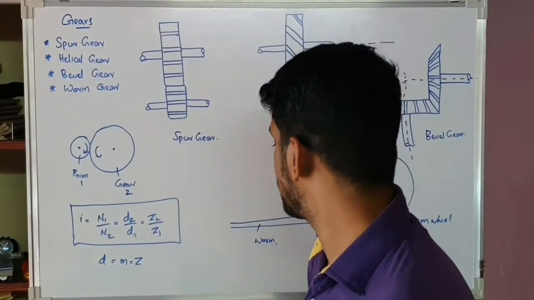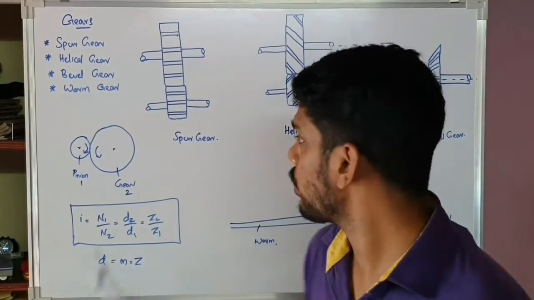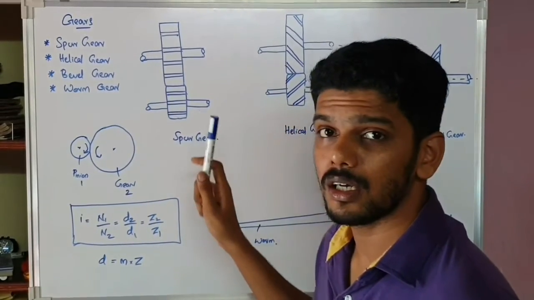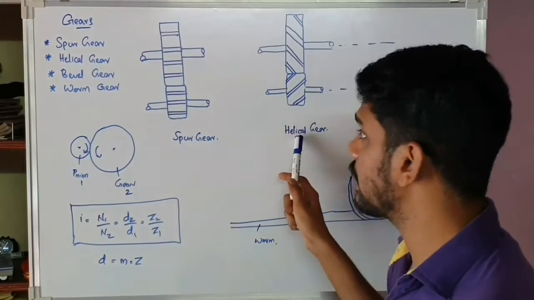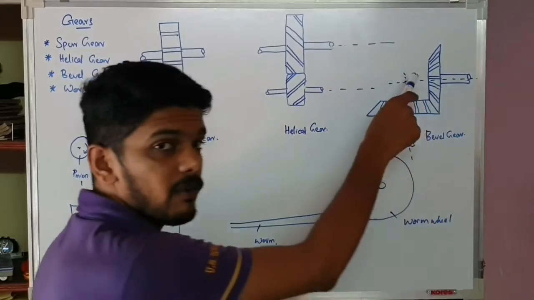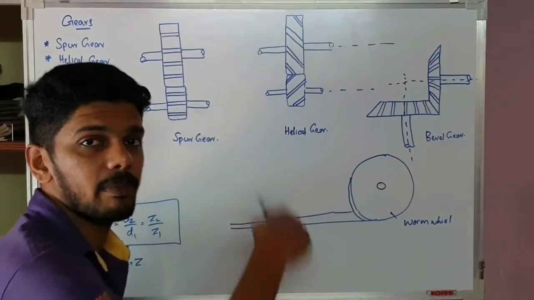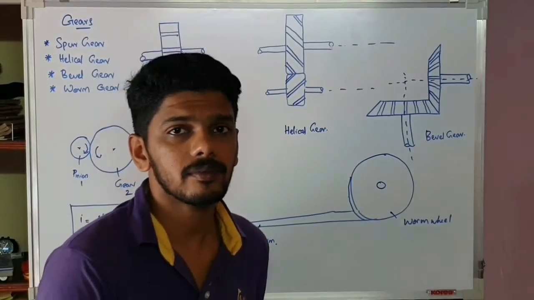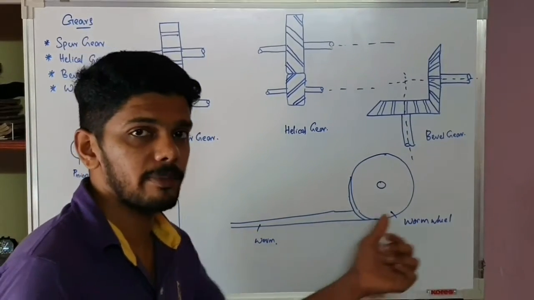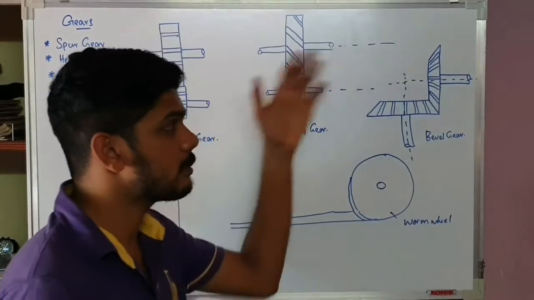Simply, spur gear has straight teeth; helical gear has inclined teeth; bevel gear transmits power between inclined shafts. Worm and worm wheel can transmit power in any direction. Worm can accommodate multiple worm wheels. That is the advantage of worm and worm wheel. So this is the basic.